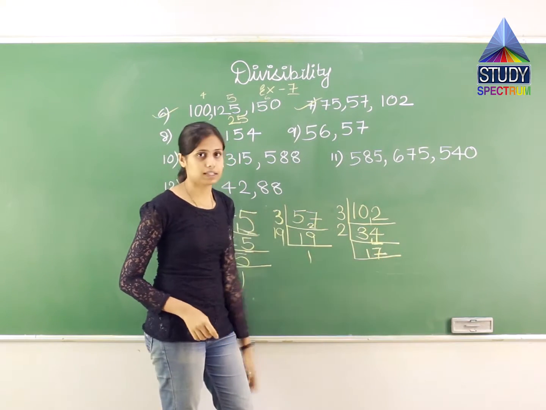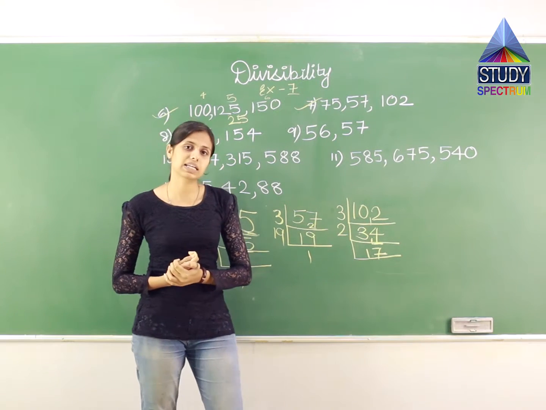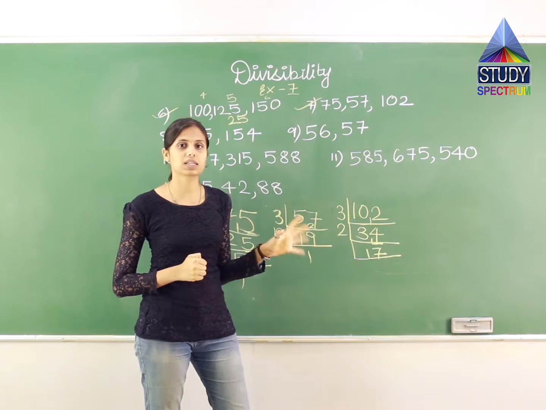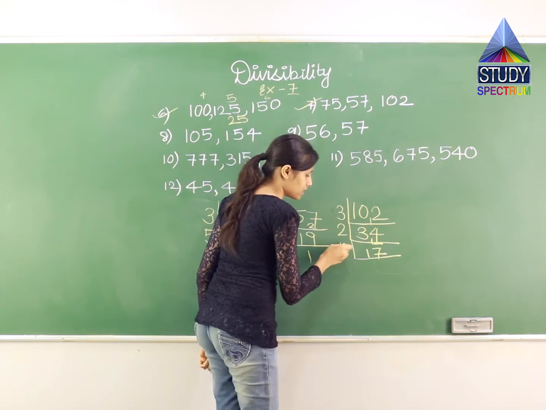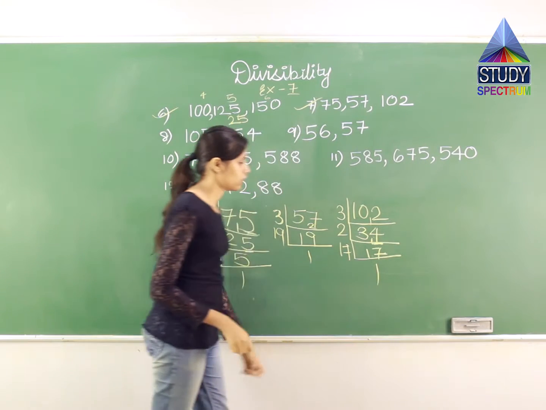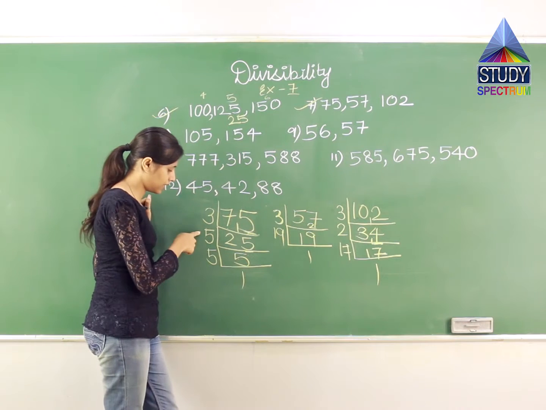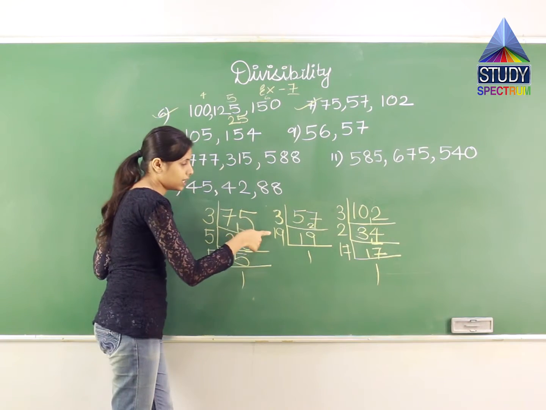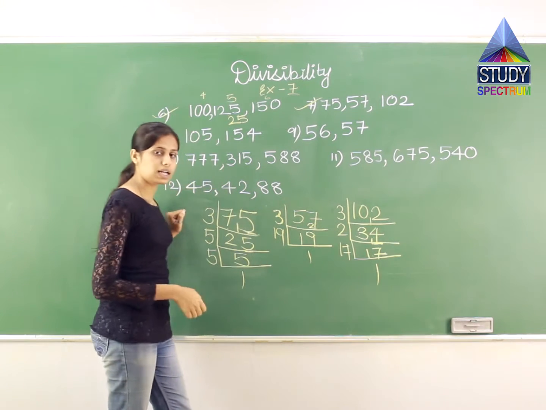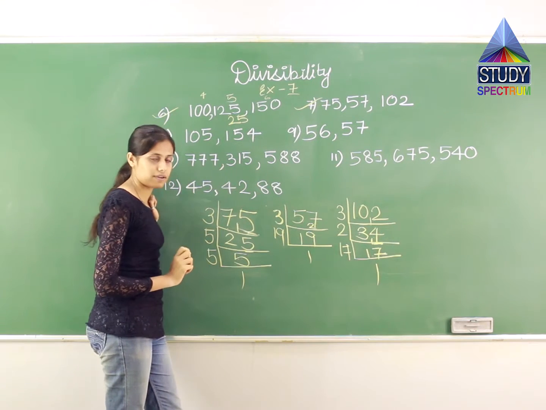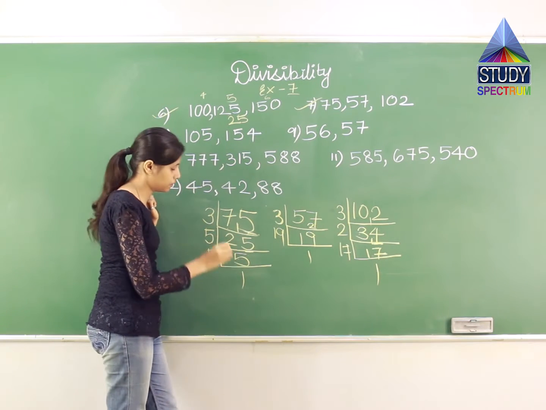I got 17. Now again, 17 comes in whose table? 17 is again a prime number which comes in the table of 17 only. So I can say that 17 ones are 17. So these are the possible factors: 3, 5, 5 for 75, 3, 19 for 57, and 3, 2, 17 for 102. Tell me what is the greatest common divisor over here, or greatest common factor.